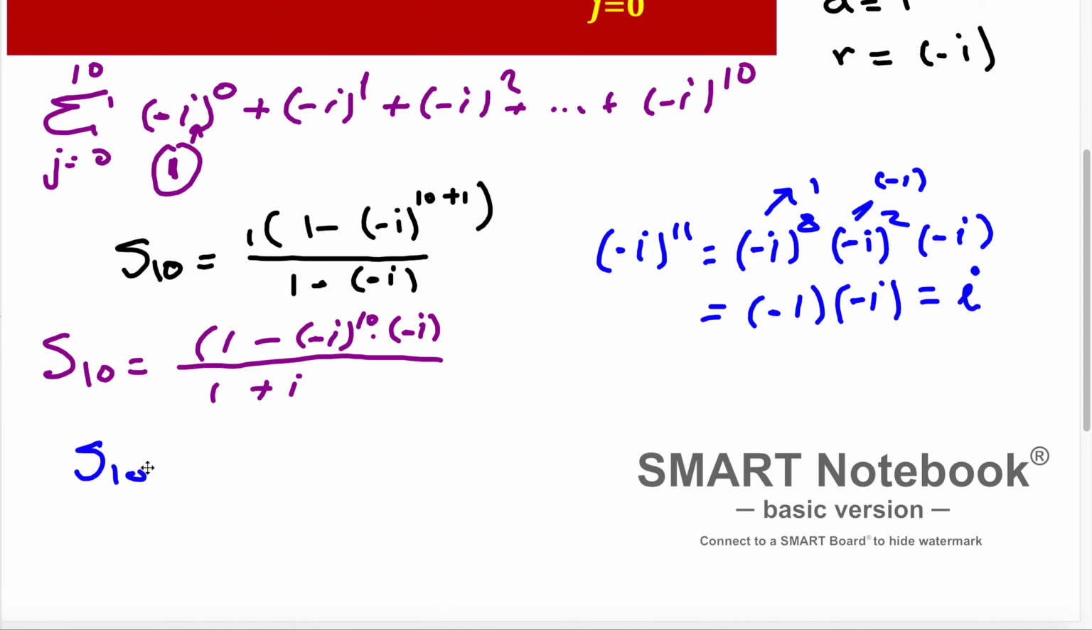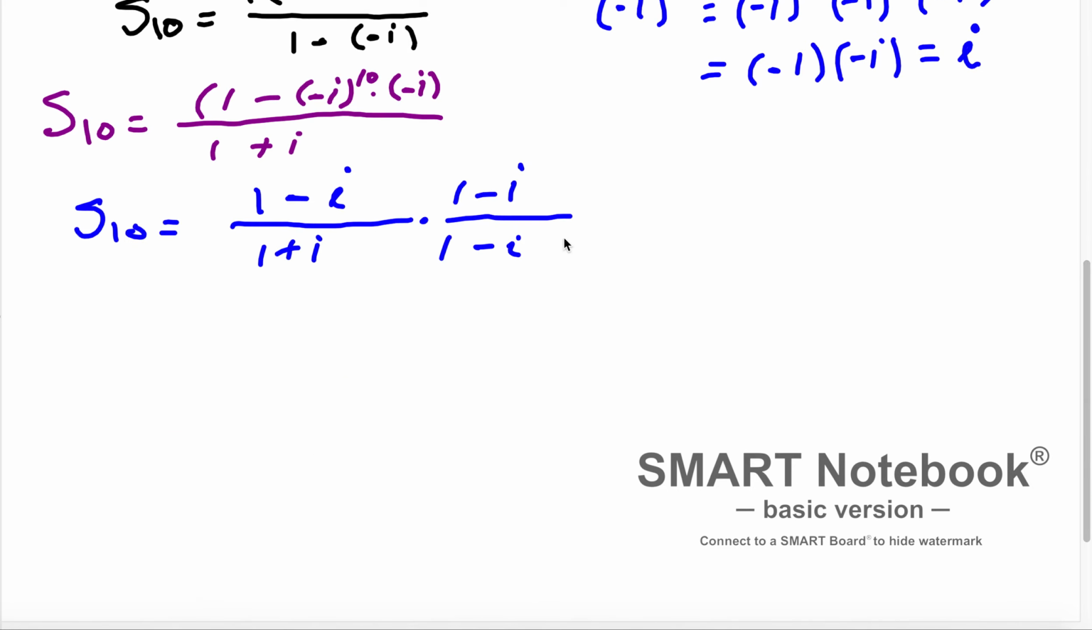So then S10 is equal to 1 minus i, all divided by 1 plus i. Basically we are done here, but if we want, for example, to rationalize the denominator, we can multiply both the numerator and denominator of the fraction by the conjugate of 1 plus i. The conjugate of 1 plus i is 1 minus i.